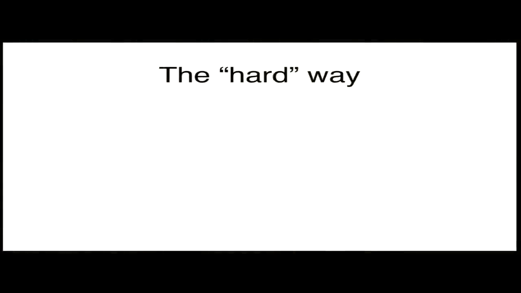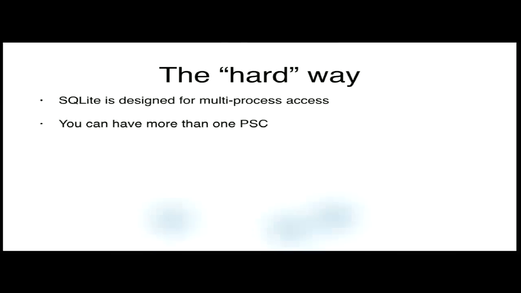The hard way. This is my personal favorite because it's intellectually interesting. It's academically interesting to me. Hopefully I don't see it in production very often. So SQLite is the persistence level that we tend to use all the time. It's the one that we use to store everything on disk. It's designed to have multi-process access, so we can have more than one persistent store coordinator talking to it. There's nothing wrong with it. It's designed for that. So we can have multiple threads talking to it at the same time. We don't have to have just one persistent store coordinator.